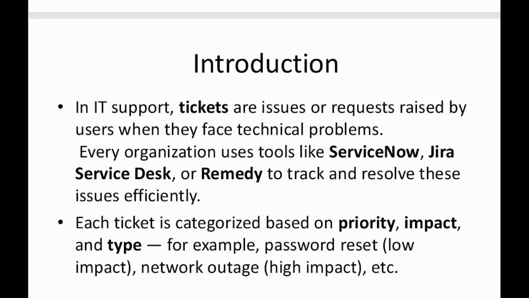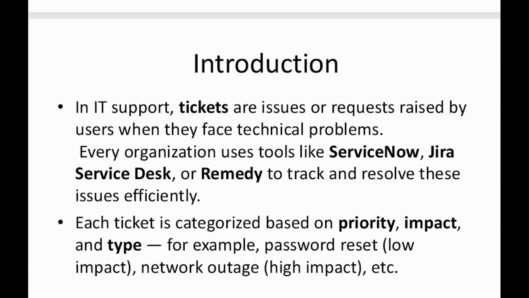Okay. So each ticket is categorized based on priority, impact, and type. For example, a password reset will be a low impact ticket. Tickets are categorized like P1, P2, P3, P4, P5. So the P1 category is for critical tickets, which means those tickets are very critical. You have to resolve and take action as soon as possible. So this is the higher priority ticket, and it will be denoted as P1.